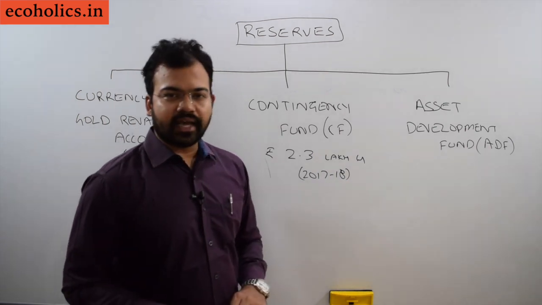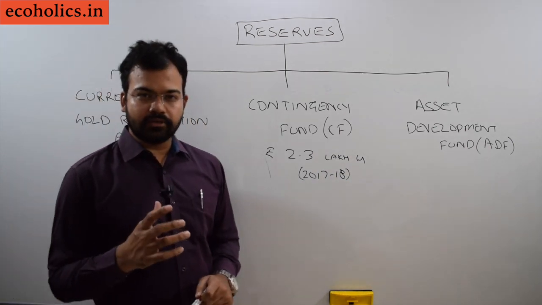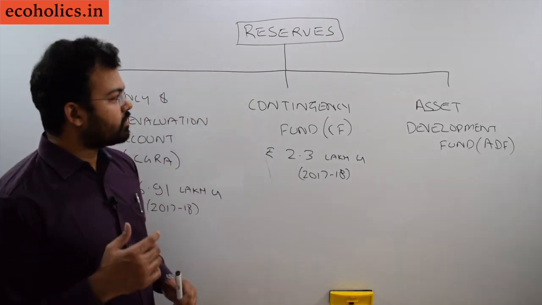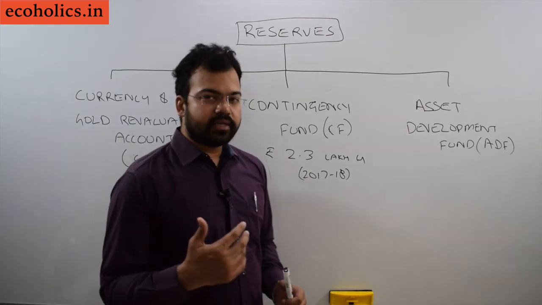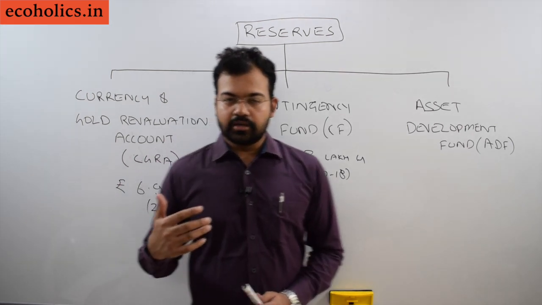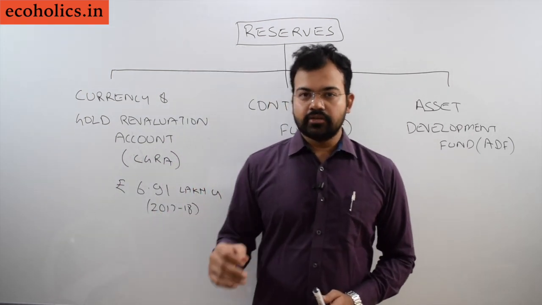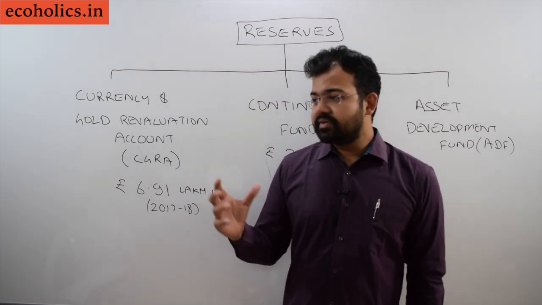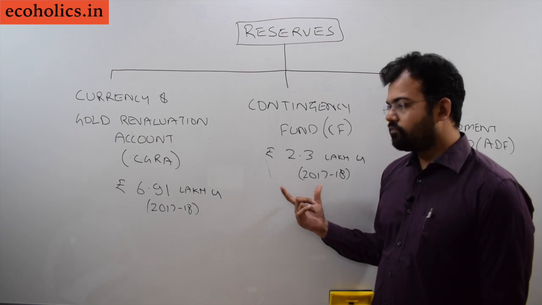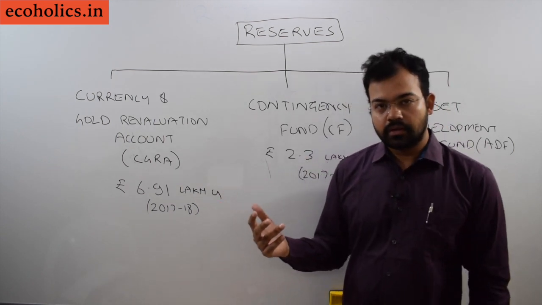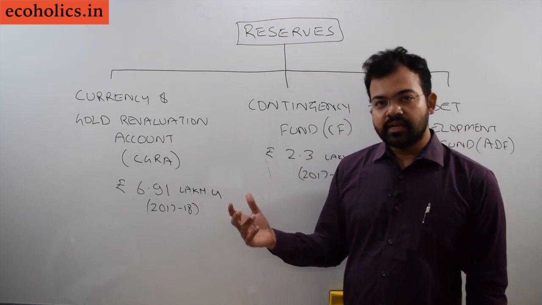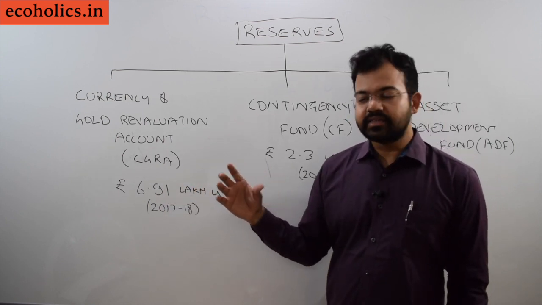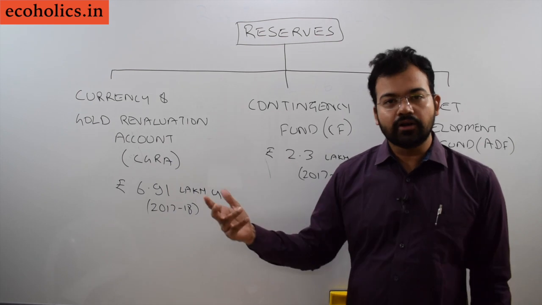The asset development fund has a very minimal amount, so we're not concerned about this account. Now what will happen if RBI is continuously transferring this kind of surplus? The question arises, why is the government demanding it? The government is saying that RBI is holding this surplus way beyond global norms. RBI is saying that we have these surpluses, but the government is saying that these are figures beyond global norms.